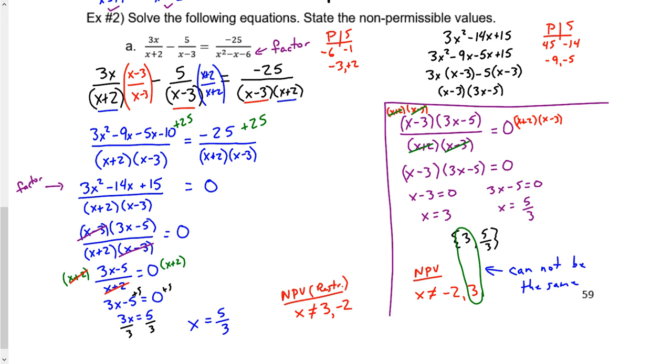So what should happen from here? That can't happen. Basically, we just say it cannot be an answer, leaving us with the only answer of 5/3. That is our only answer. If we put it as a solution set, it would be 5/3 in the solution set.